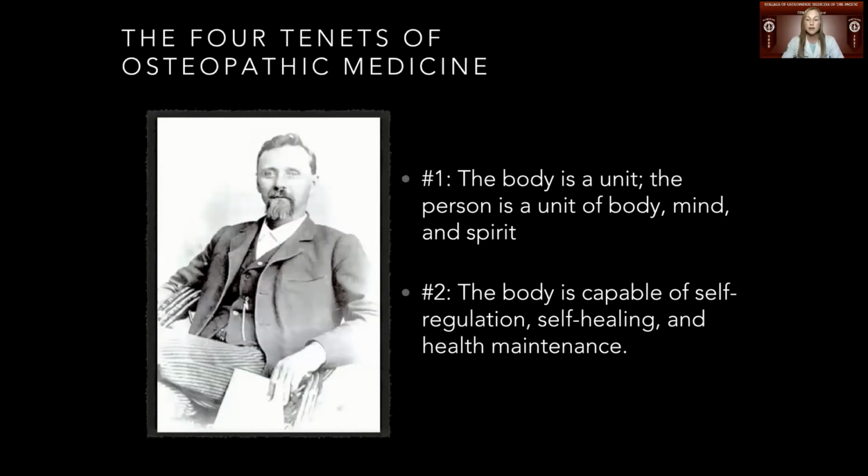The tenets of osteopathic medicine express the underlying philosophy. The first tenet: the body is a unit. The person is a unit of body, mind, and spirit. The second tenet: the body is capable of self-regulation, self-healing, and health maintenance. Think about how amazing our immune system is with this process.